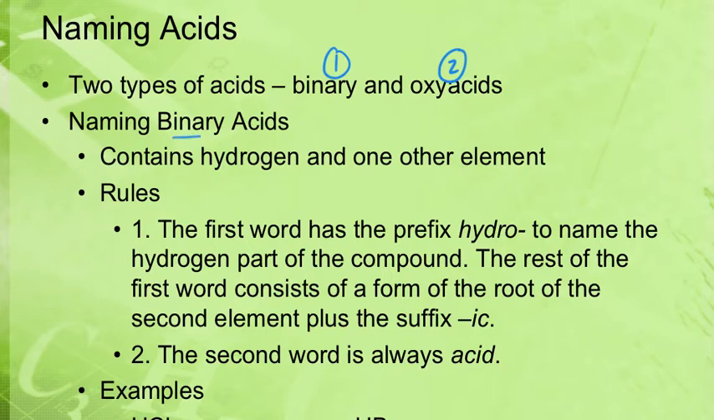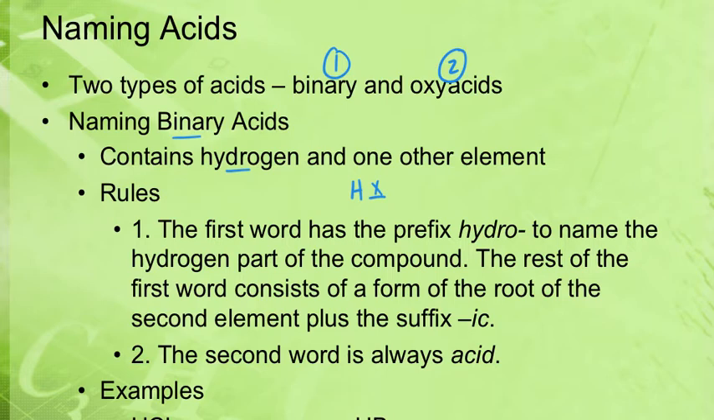Well, a binary acid contains hydrogen and one other element, or just a single polyatomic ion, which we'll see in just a moment. It generally starts with H followed by some other single element. The rules here: for number one, the first word has the prefix hydro to name the hydrogen part of the compound. The rest of the first word consists of a form of the root of the second element plus the suffix ic. So whatever X is here, we name that element and change the suffix to ic. And then the second word is always acid.